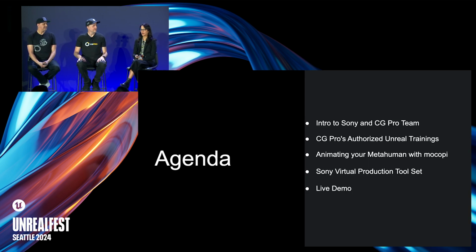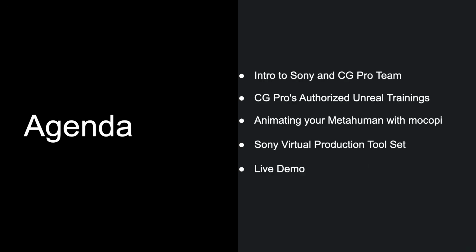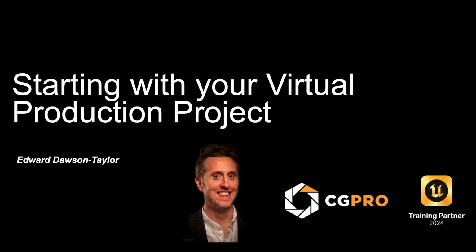Okay, so we are going to go through a quick introduction from CG Pro, from Ed, and then we are going to go through how to animate your projects using Mocopi. And Sam is going to talk about different tool sets that we just released for virtual production, and then we are going to do a live demo. All right, so to start with Ed.